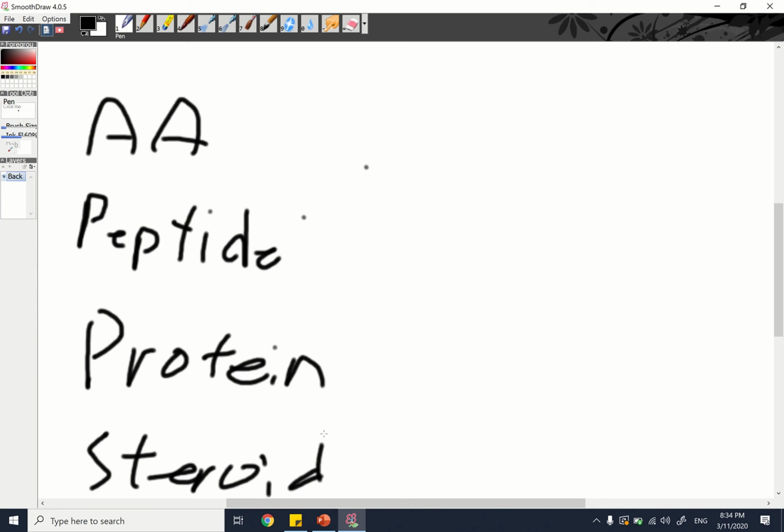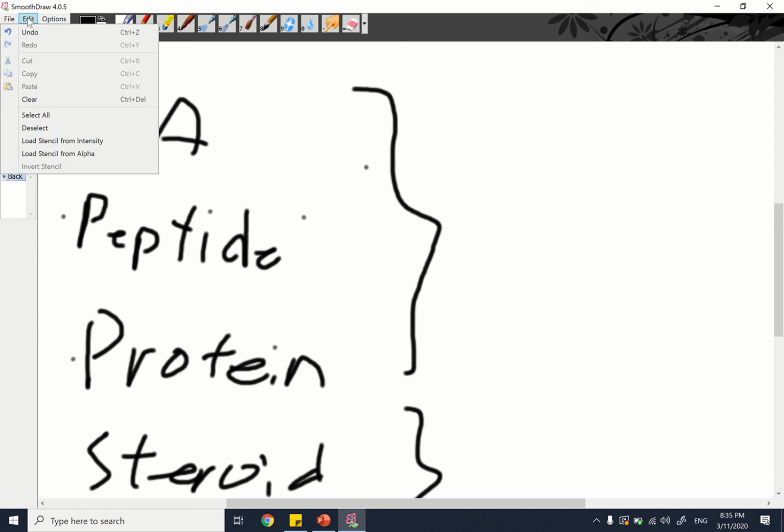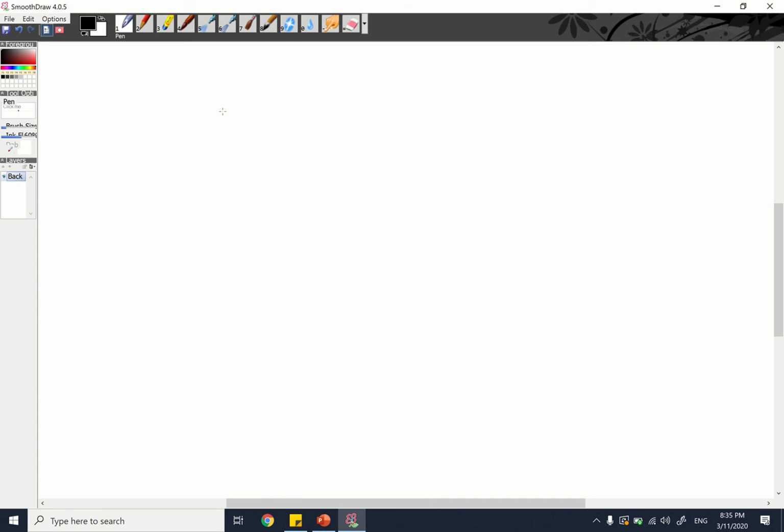And I personally like to sort these into two categories. The amino acid, peptide, and protein one category, and the steroid in its own category. The way I sort them into two categories is because these three are all related, right? Amino acids make up peptides, and peptides make up protein, and it's just an easy way to remember them all. Now, a second reason I sort them into these two categories is because they fundamentally work differently.